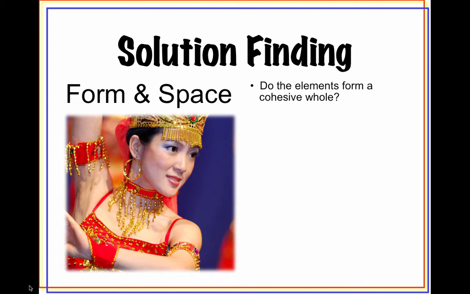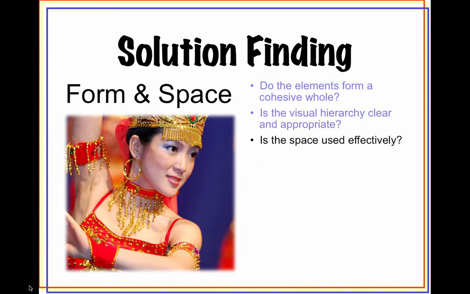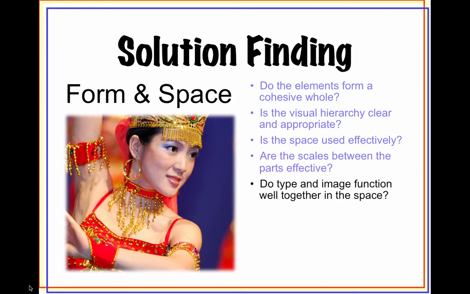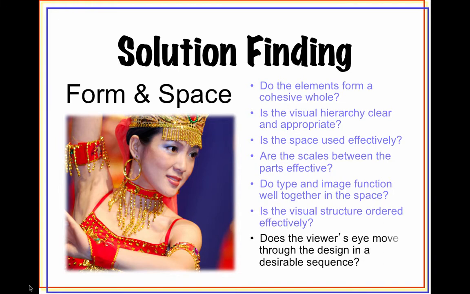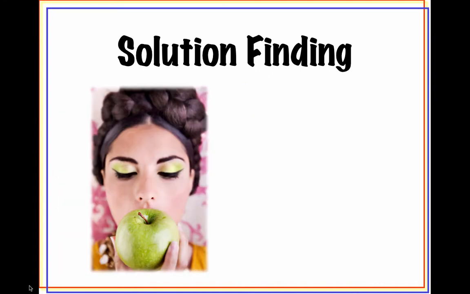Form and space. Do the elements form a cohesive whole? Is the visual hierarchy clear and appropriate? Is the space used effectively? Are the scales between the parts effective? Do type and image function well together in the space? Is the visual structure ordered effectively? Does the viewer's eye move through the design in a desirable sequence?